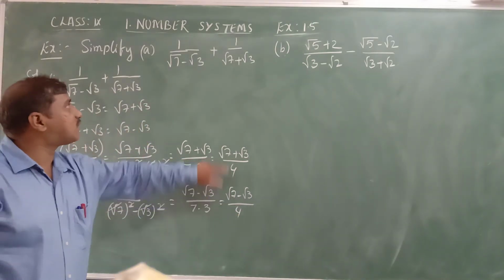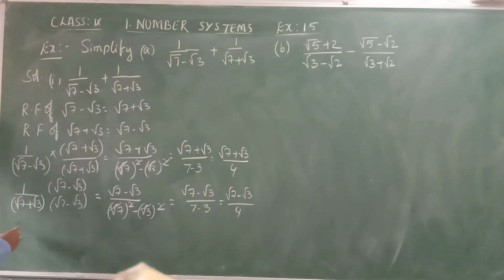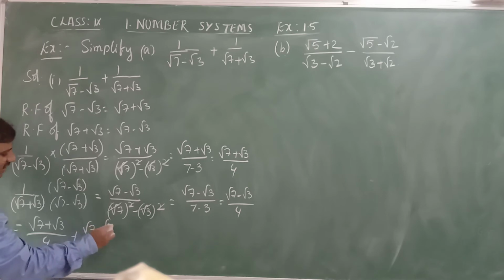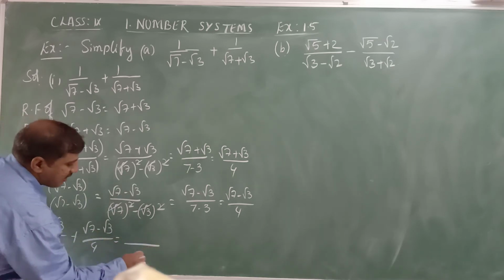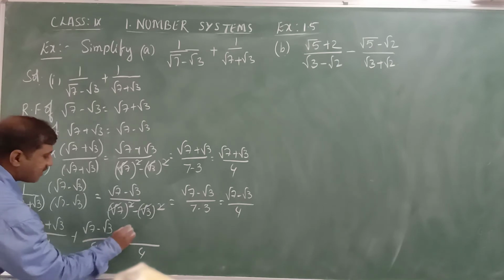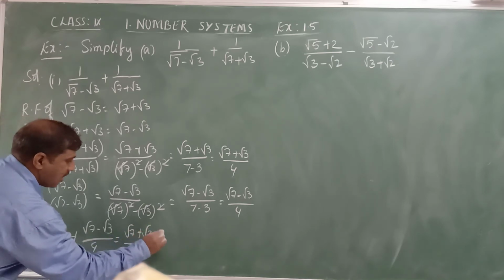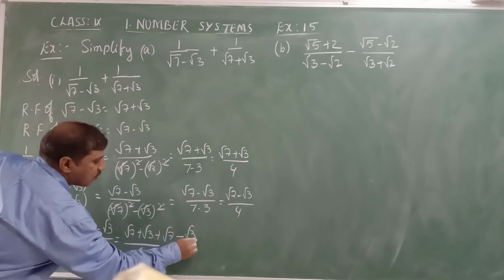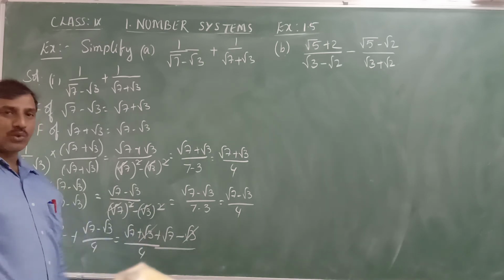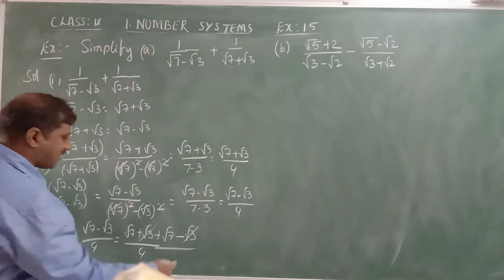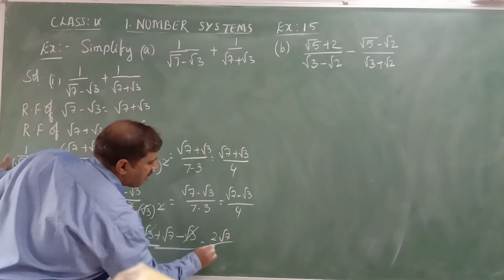Now we have to add these two. The sum is root 7 plus root 3 divided by 4 plus root 7 minus root 3 divided by 4. Take the LCM of the denominators. The denominators are the same, therefore the LCM is 4. Just add the numerators: root 7 plus root 3 plus root 7 minus root 3. Plus root 3 and minus root 3 are cancelled, we get 0. Root 7 plus root 7, 1 root 7 plus 1 root 7 is 2 root 7, by 4 we get.